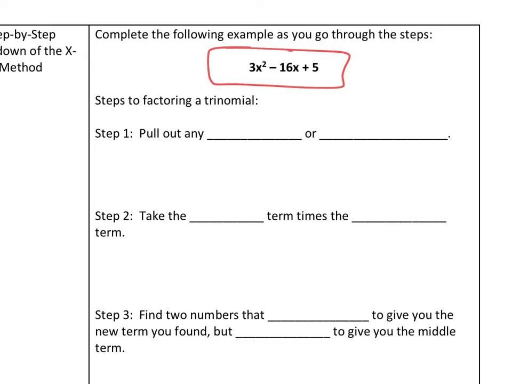So this is what we're going to factor, and here are the steps on how to do it. So you got 3 terms. First things first, always, always, always: GCF. So pull out any GCF or a common variable, which is still considered the GCF, but we'll write it anyways.